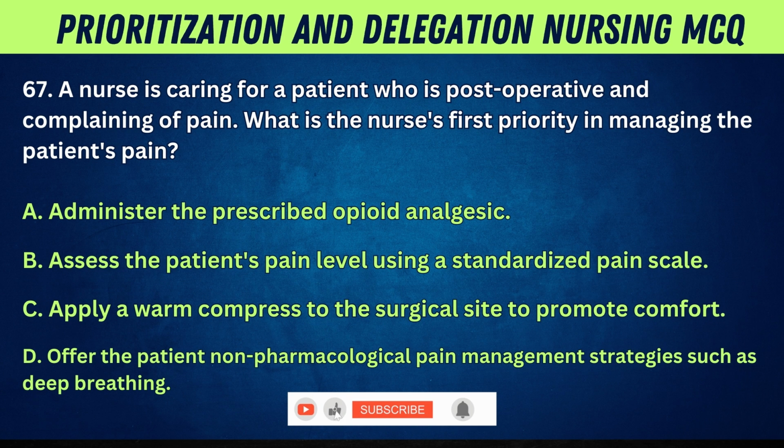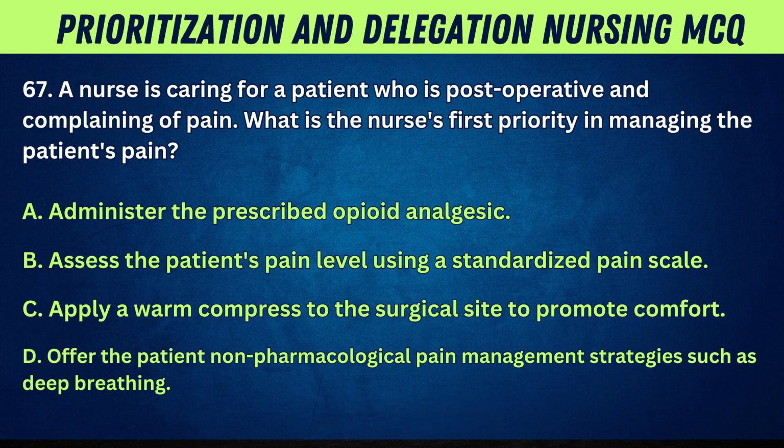67. A nurse is caring for a patient who is post-operative and complaining of pain. What is the nurse's first priority in managing the patient's pain? A. Administer the prescribed opioid analgesic. B. Assess the patient's pain level using a standardized pain scale. C. Apply a warm compress to the surgical site to promote comfort. D. Offer the patient non-pharmacological pain management strategies, such as deep breathing.